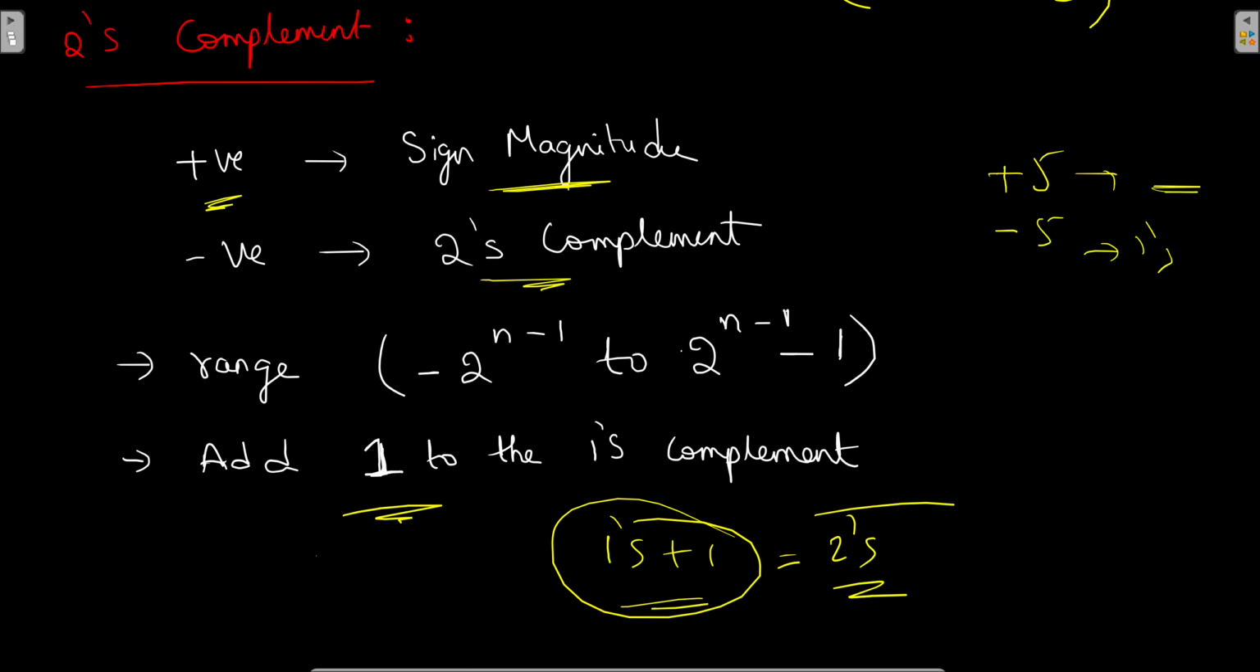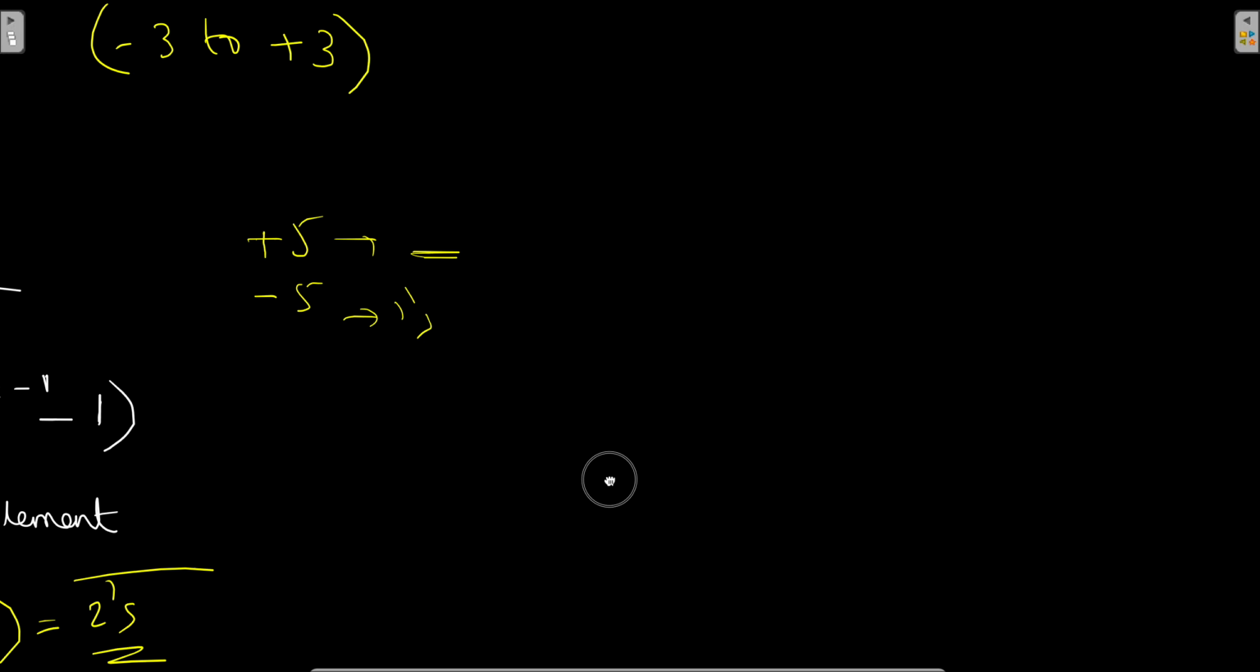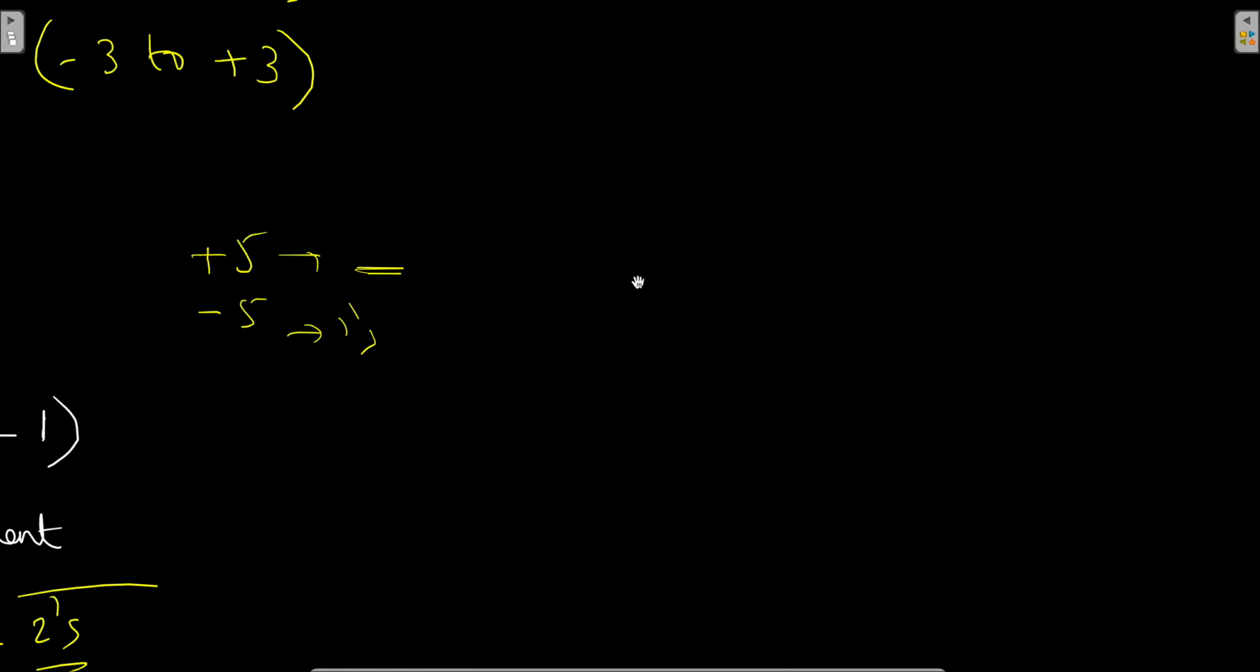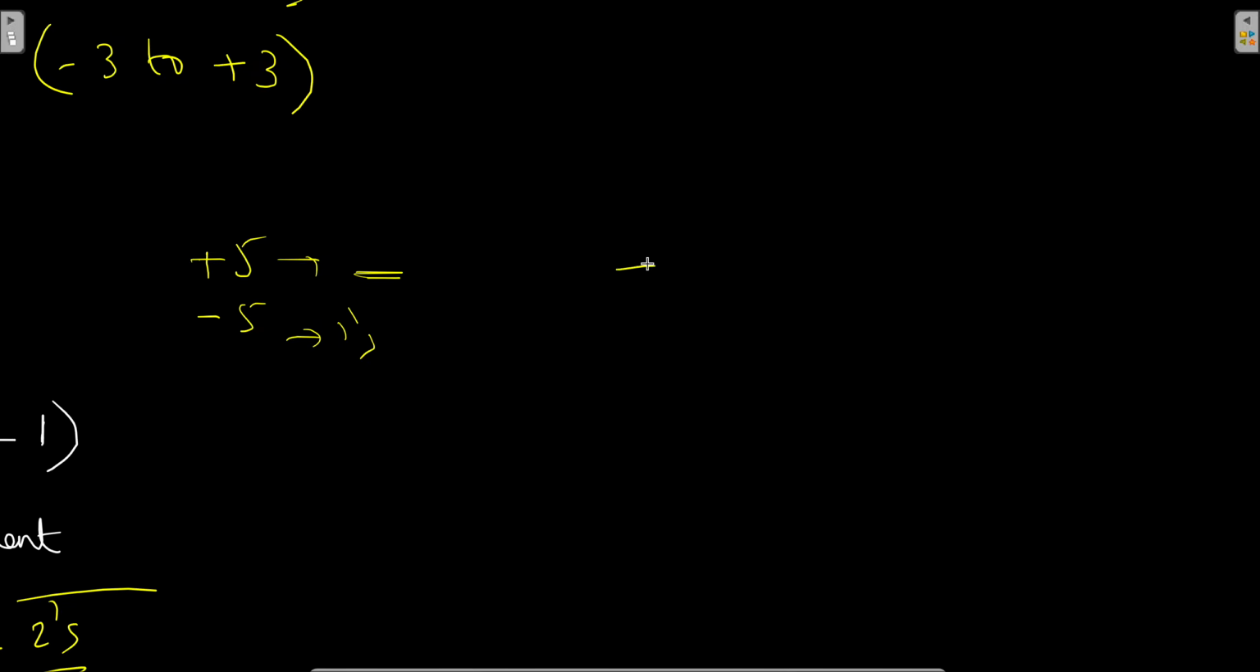How? First we check whether two representations are possible or not. I am taking plus 0 and minus 0. For plus, it is 0; for zeros I am taking common 0. Here it is the same as sign magnitude. Sign magnitude, 1's complement and 2's complement are the same for positive values; we get the same values. Only for negative values are we doing 2's complement.